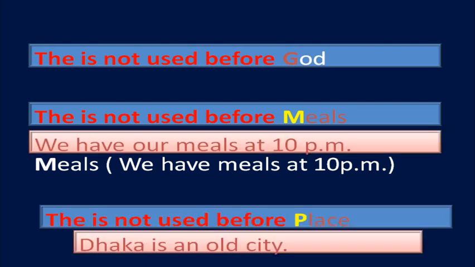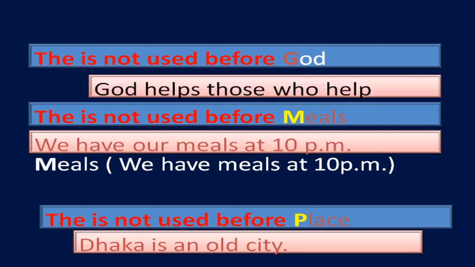In case of place, "the" is not used before place. Dhaka is an old city. You should not use "the." So before place, you should not use "the." Okay. Another example. God helps those who help themselves. So before God, you should not use any article, right? God helps those who help themselves.